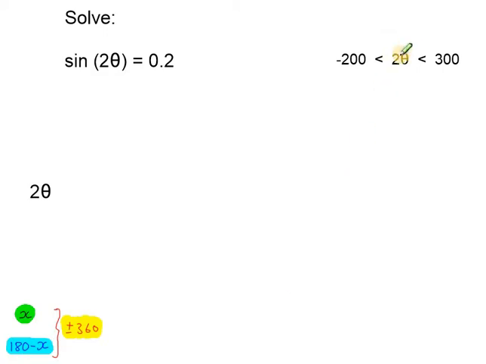So now I have angle 2 theta, 2 theta here and 2 theta here. Every angle I work out from here onwards is called 2 theta. So the angle from the calculator, if we do sine inverse of 0.2, and 180 minus that, we've got these two angles. Now we need to do plus or minus 360.